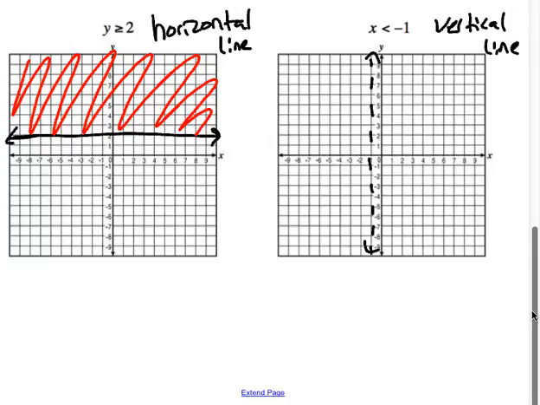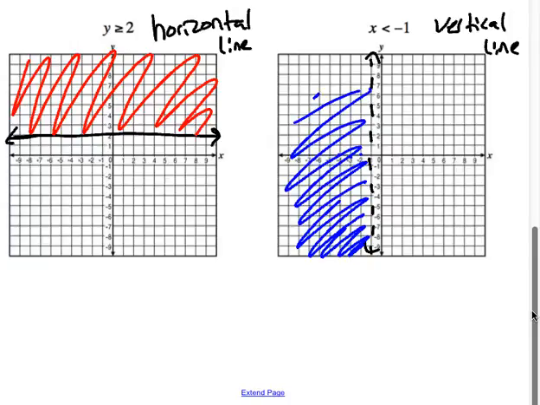So this time you actually have to think less than negative 1. Where are all of the x values that are less than negative 1? That's going to be here, where there's negative 2, negative 3, negative 4. So in this instance, less than means over here, because those are where the x values are less than negative 1. So those are just the basics of graphing inequalities.